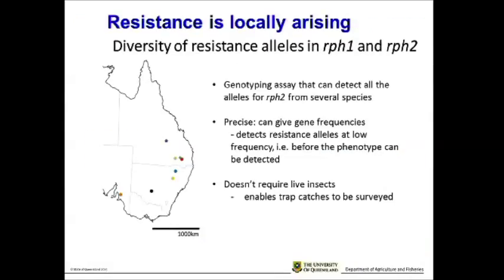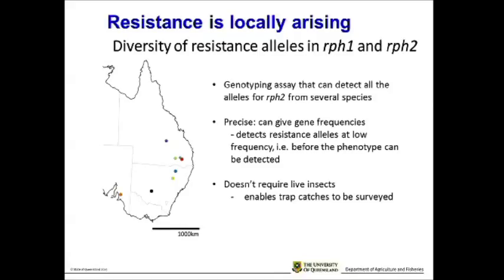But out of that program, a number of strains were collected, and we found that there's actually a diversity of resistance alleles in RPH1, but especially also in RPH2 from around Australia. So we had half a dozen different strains of Rhyzopertha, and we found about 5 different alleles of RPH2 in those strains from just different parts of the country. So it was independently arising from different parts of Australia. So really, it's locally arising, it's locally selected, and they're quite independent.